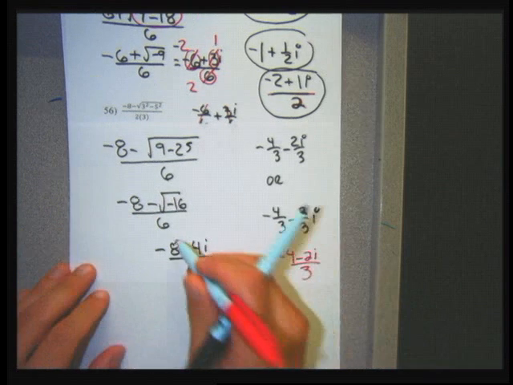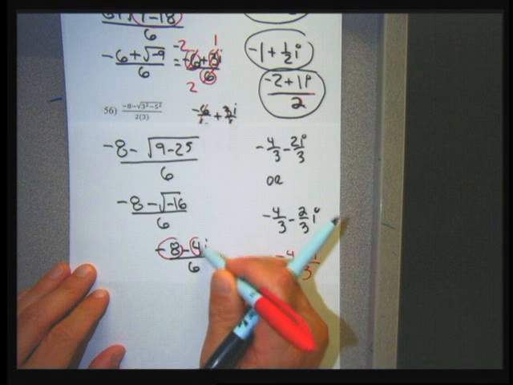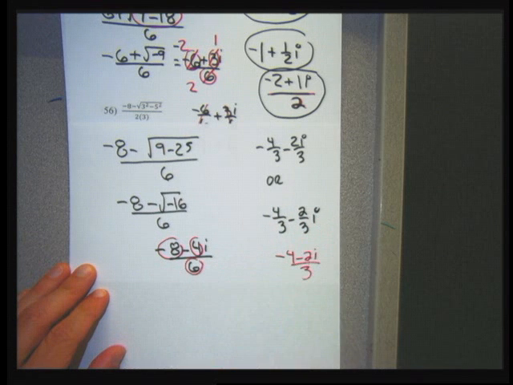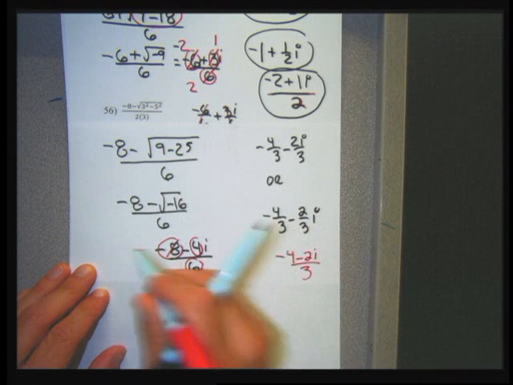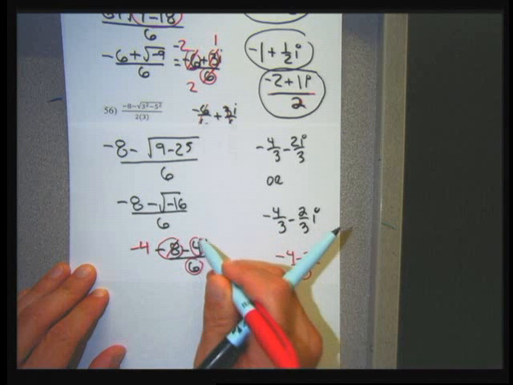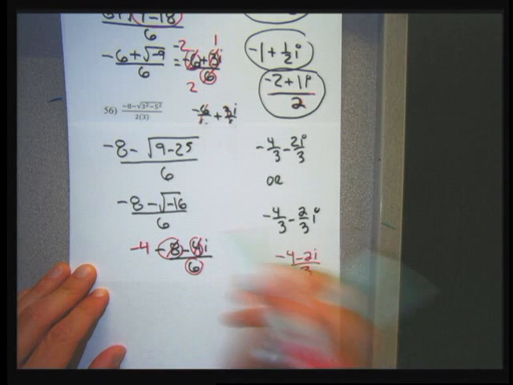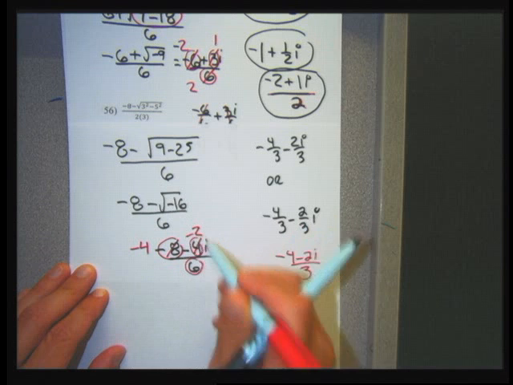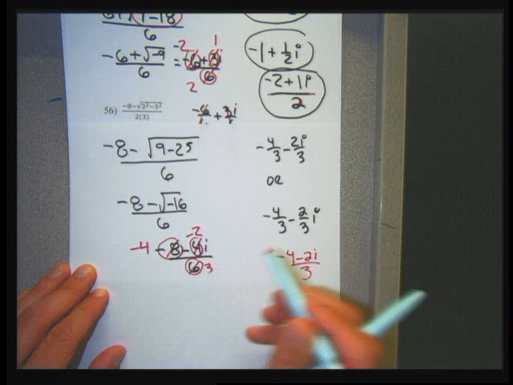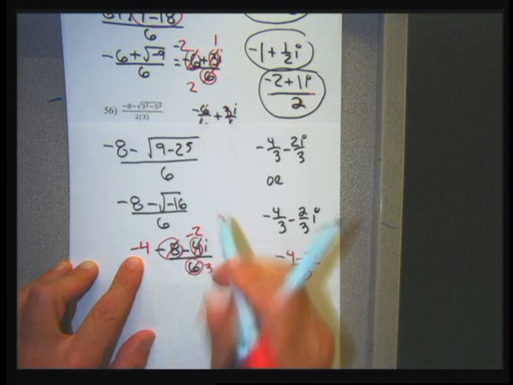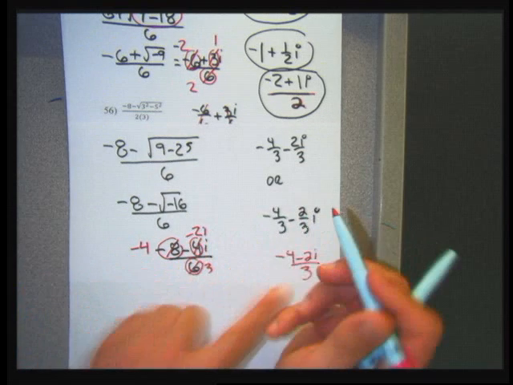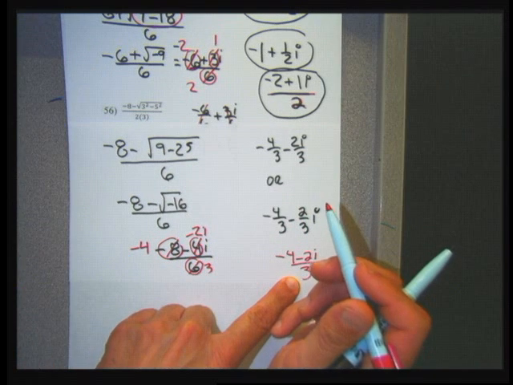And now this, and this are all reducible by 2. Negative 8 divided by 2 is negative 4. 4 divided by 2 is 2. That negative still stays with it. And 6 divided by 2 is 3. So you can see the negative 4, this is the 2i, and that's the 3 in my one fraction answer.